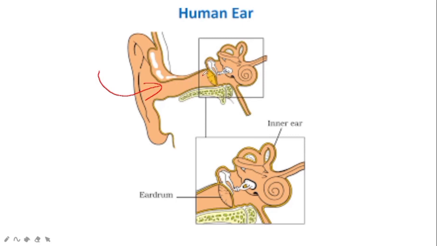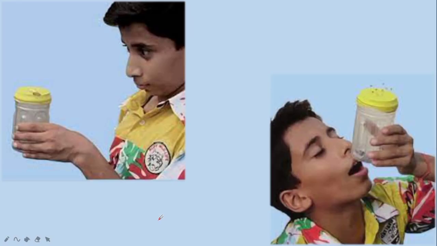Here, can you see it? Yes, there is a thin, stretched membrane. It is called the eardrum. See here, what do we call it? We call it an eardrum. It performs an important function. Now, to learn the function of this eardrum, again we have to do an activity. The activity looks like this.